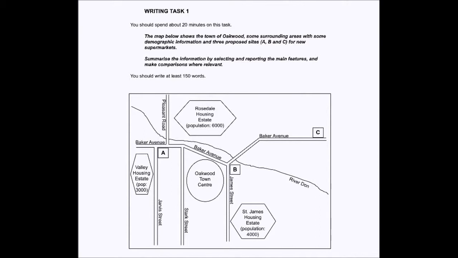This map shows the town of Oakwood with some surrounding areas and demographic information and 3 proposed sites for new supermarkets. So, identify where A, B and C are. Have a look at what's surrounding them. What you have to do is to summarize the information and explain the suitability for each of these supermarkets sites.